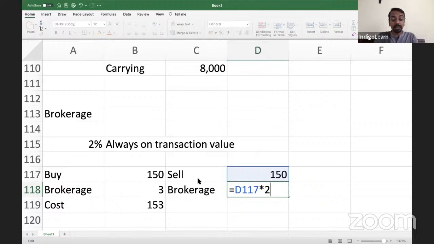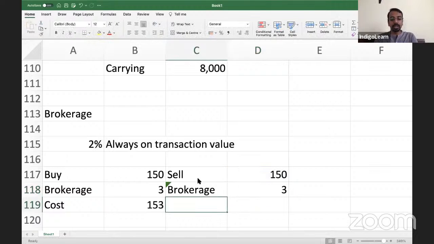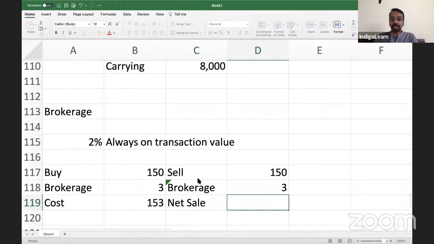Sometimes in the exam they give a different buying brokerage and selling brokerage. Okay, 3. So what is your net sale value? Net sale value will be 150 minus 3.